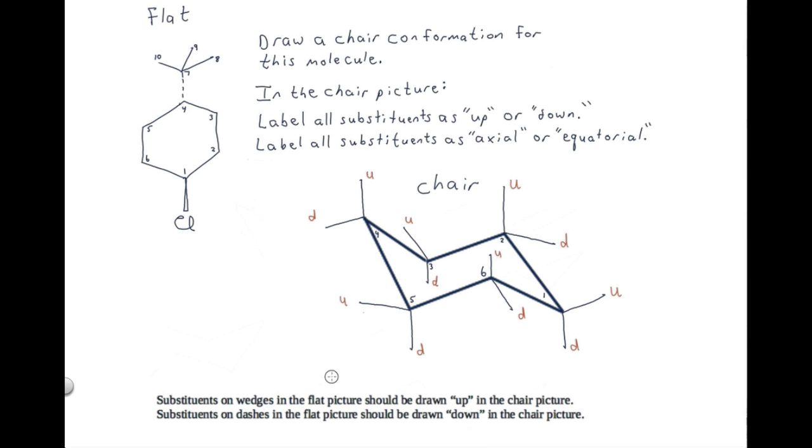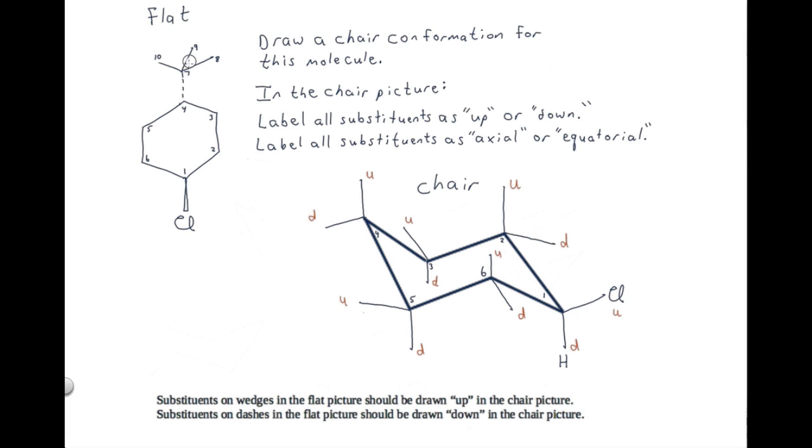Here's the rule that we can use to go from the flat picture to the chair picture. Substituents on wedges in the flat picture should be drawn up in the chair picture. Substituents on dashes in the flat picture should be drawn down in the chair picture. So, for example, on carbon 1, the chlorine in the flat picture is on a wedge. Therefore, in the chair picture, the chlorine should be drawn up. And the chlorine is on carbon 1. So here's where we draw the chlorine here. The chlorine goes from the wedge on carbon 1 in the flat picture to the up position on carbon 1 in the chair picture. So we should know that here there's a hydrogen in the down position.